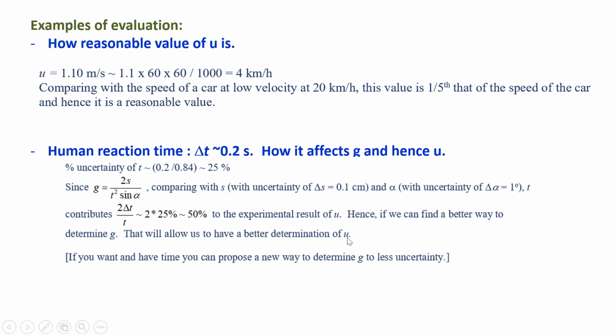And you may be given bonus marks if you have the time. You can propose a new way to determine G with less uncertainty. For example, using light gates to actually determine the value of G and then drawing the circuit. But only do that if you have completed everything in the experiment and you have time to go.